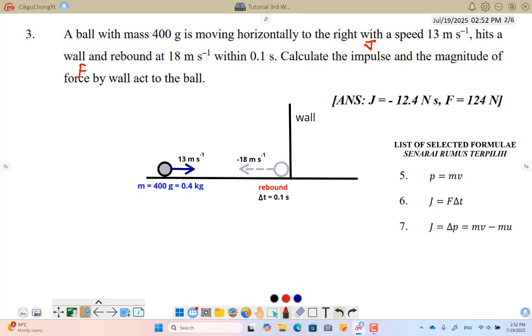So if we refer to the question, 13 meter per second is considered as the initial velocity of the ball before it hit the wall. So I denote this as u. And 18 meter per second is the final velocity v, whereby the ball will rebound after hitting the wall. Why does it have a negative sign? Because after rebound, the ball is pointing leftward.